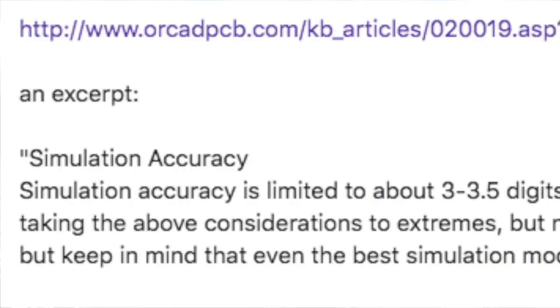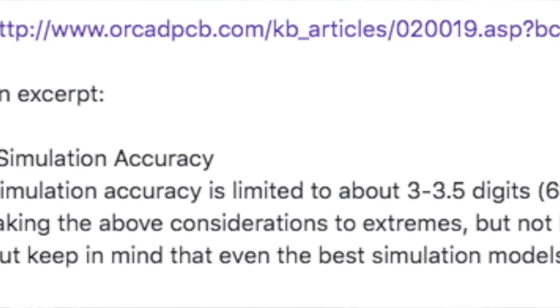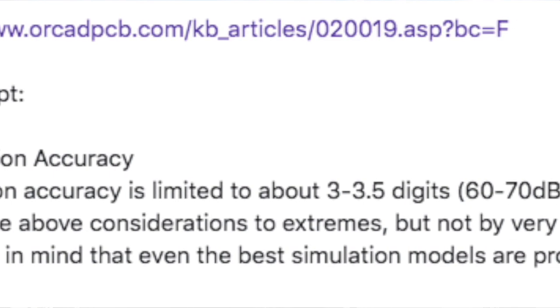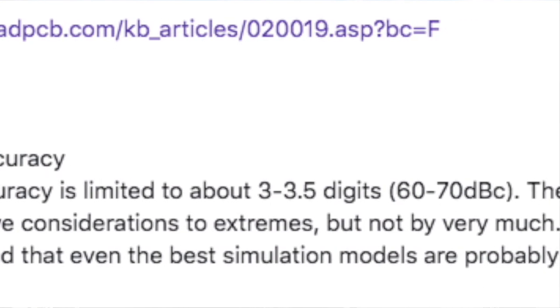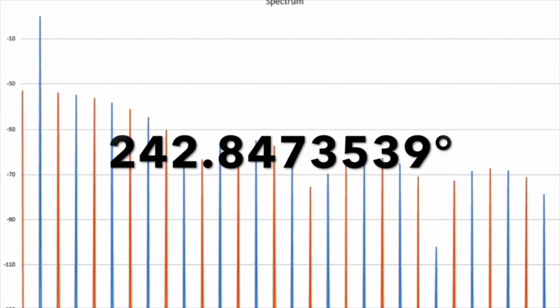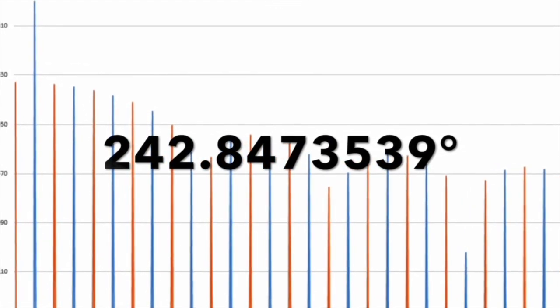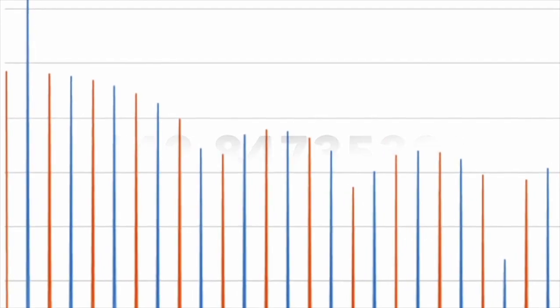And I found this on OrCAD SPICE simulation accuracy. This is from their website: simulation accuracy is limited to about 3 to 3.5 digits, about 60 to 70 dB. The accuracy can be improved, but not much. So, what kind of accuracy am I getting? In that one video I did, I showed you I was getting 7 digits below the decimal point, or a total of 10 digits. And that's the kind of accuracy I can get with that.